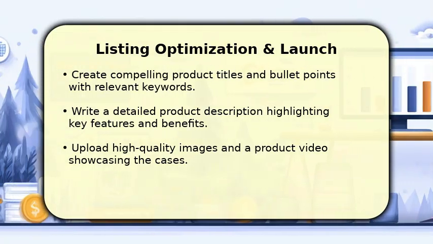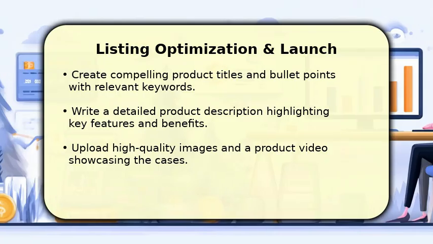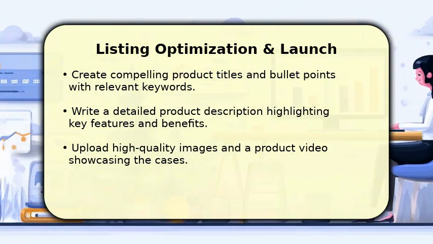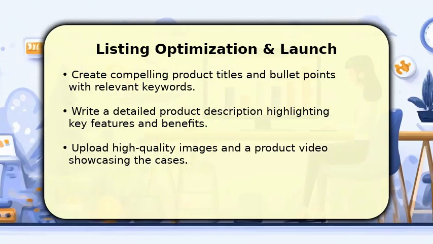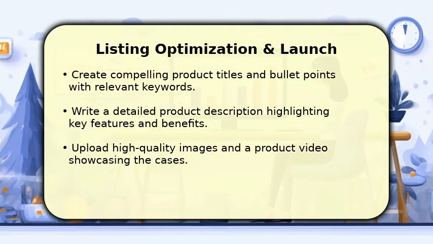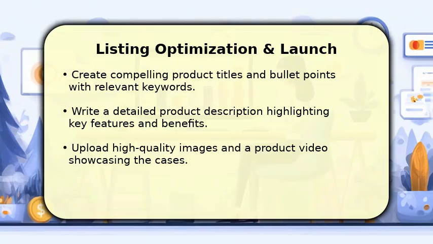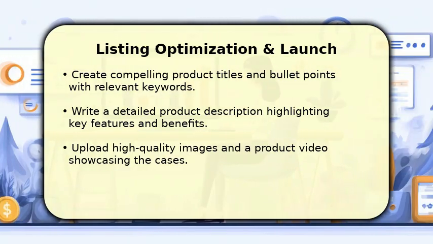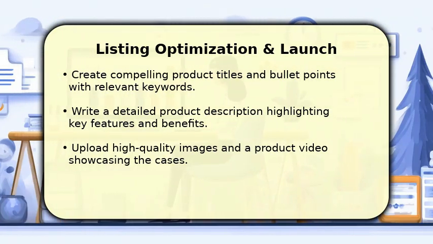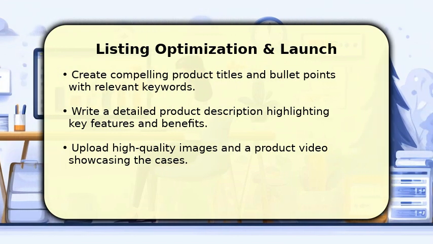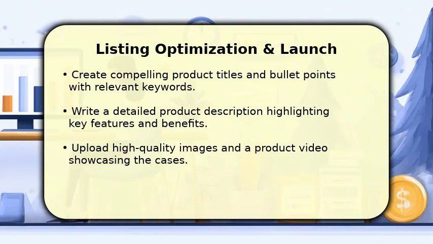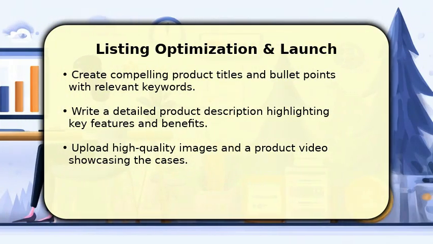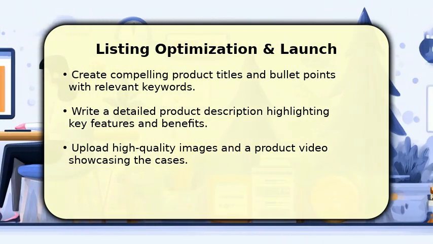Craft compelling product titles and bullet points, incorporating relevant keywords that customers are searching for. Write a detailed product description highlighting all key features and benefits. Upload several high-quality images from multiple angles, and consider adding a short product video. Set a competitive price point and choose an appropriate fulfillment method, like Fulfillment by Amazon, for seamless logistics.